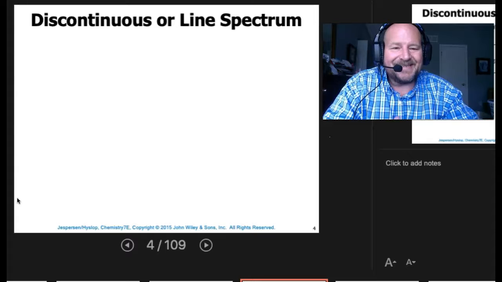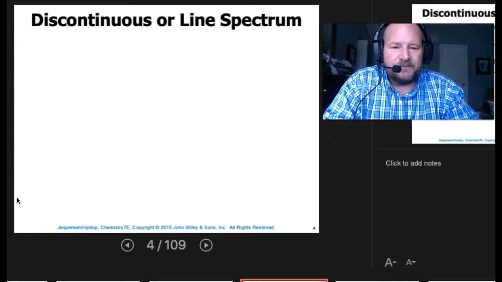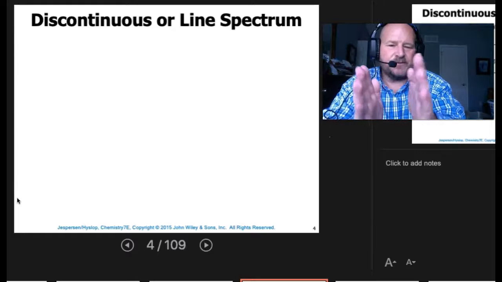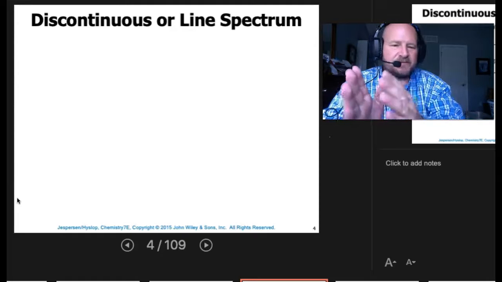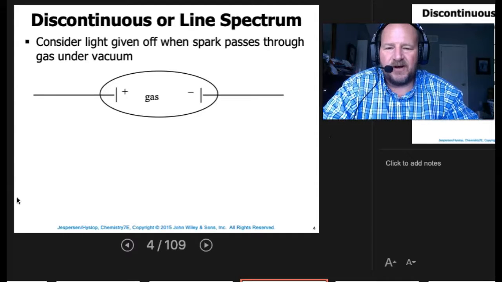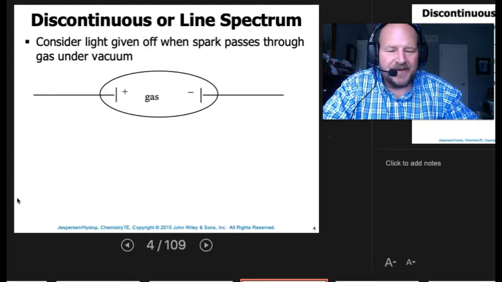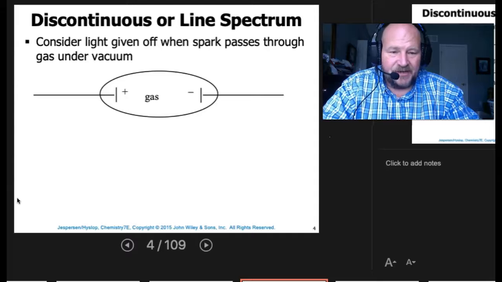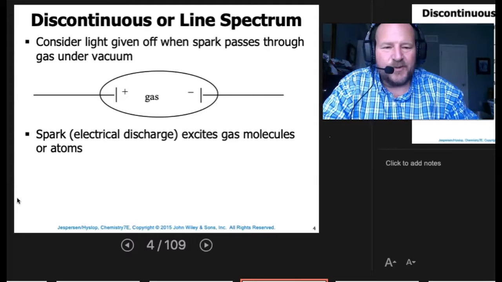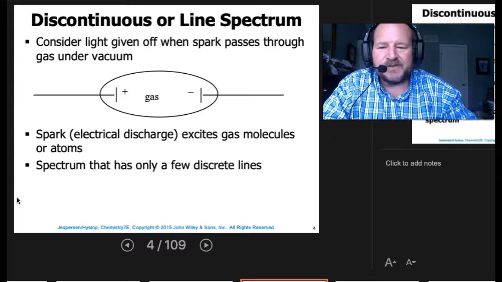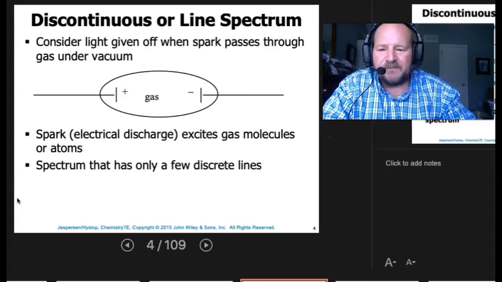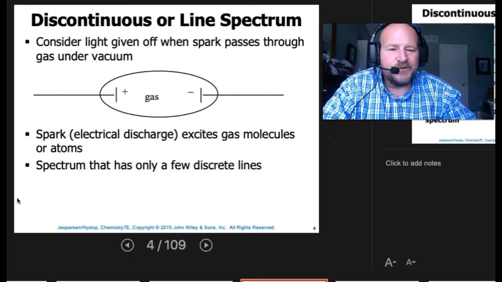Now, the other thing we have are discontinuous or line spectrum. Here, what we're going to see is that it's broken up. You won't have all the continuous wavelengths. You'll have a wavelength here, here, then a big empty space, and then a couple more wavelengths maybe. So consider the light given off when a spark passes through a gas under a vacuum. We'll put gas inside our vacuum tube and pass a charge across. That electrical discharge will excite the gas molecules, and of course there's going to be a spectrum emitted when it goes back down to the ground state.